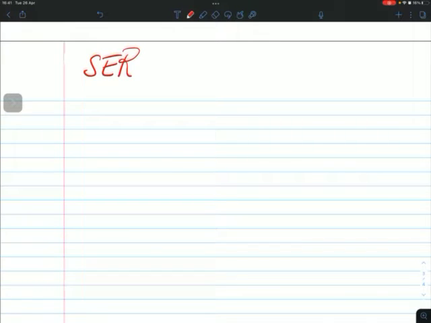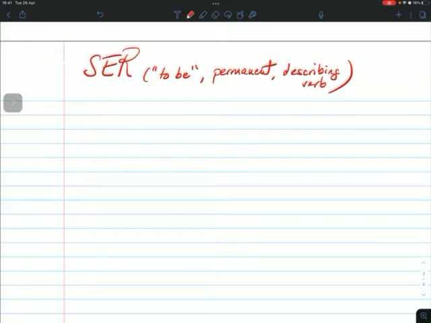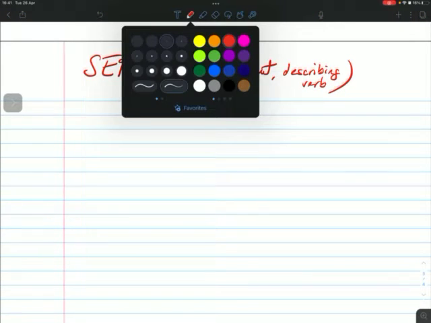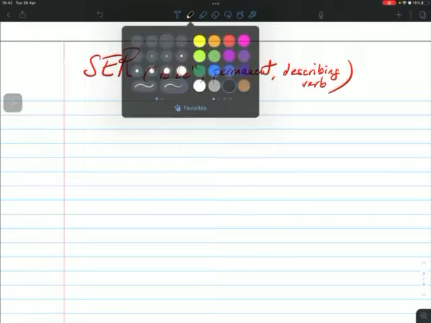So ser, that's your verb. And I've said many times that this is one of the most important verbs in the Spanish language. It means to be, and it's more of a permanent thing, and it's used a lot to describe. Okay, so now your task in task 1 is to basically do exactly this.